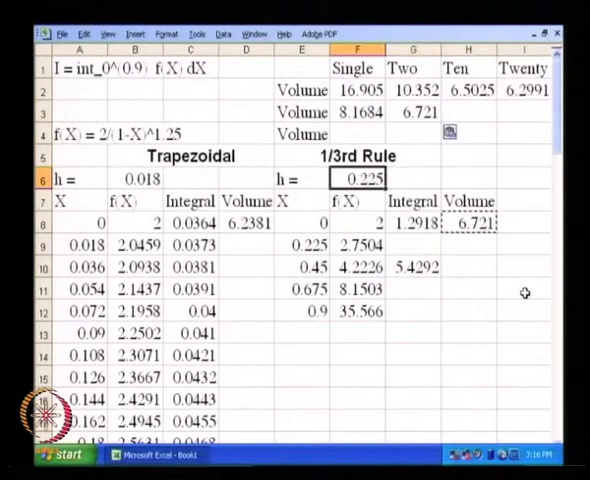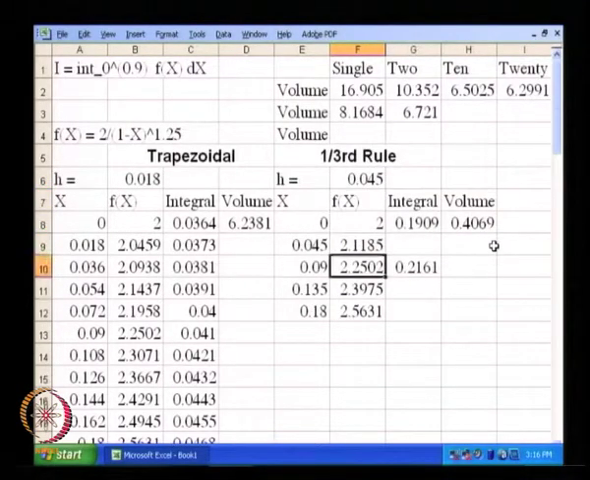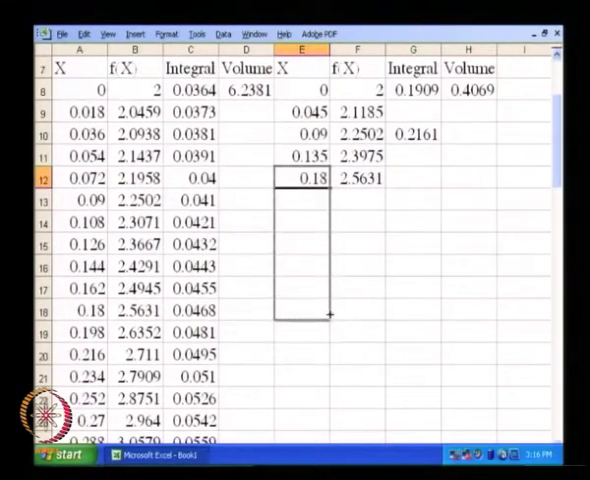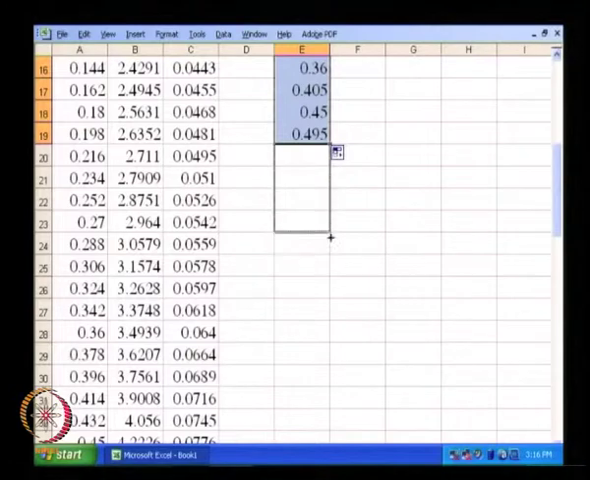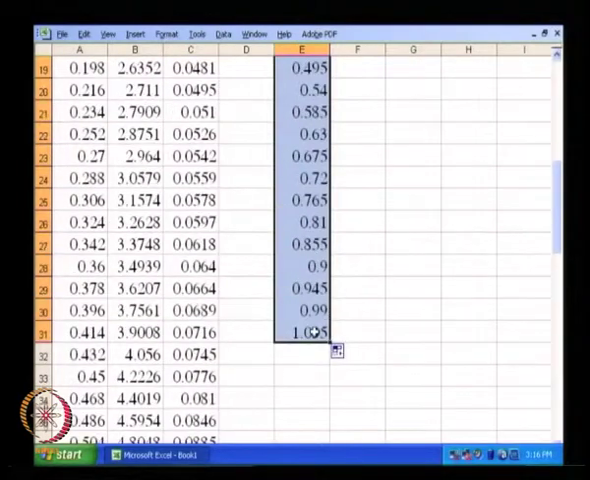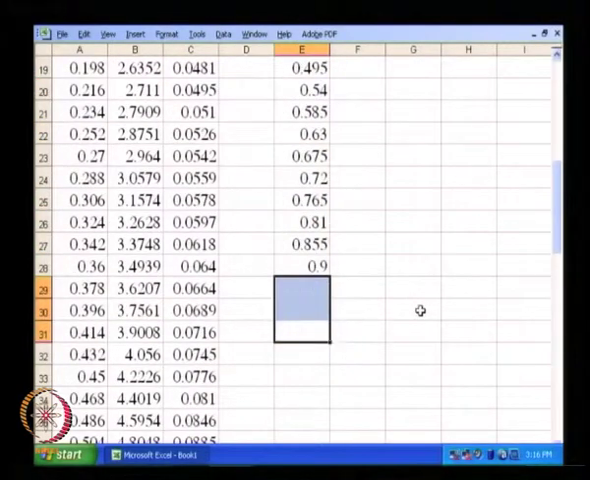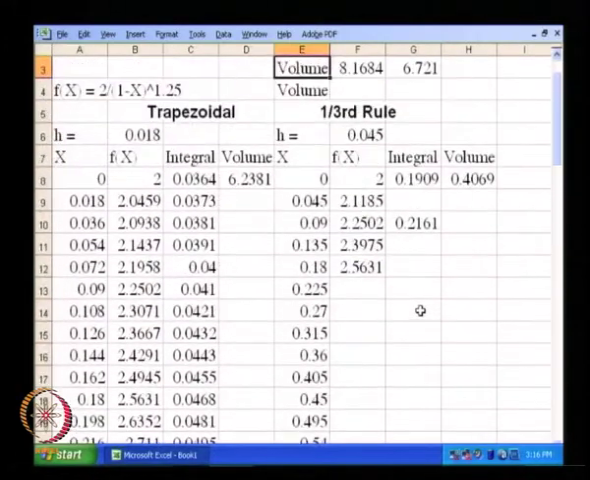And for 10 applications we will have to divide this by 20. So, the 10 applications will actually give us, let us just see what we will get.